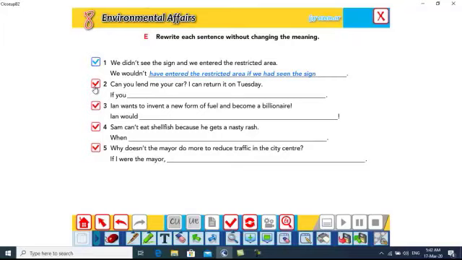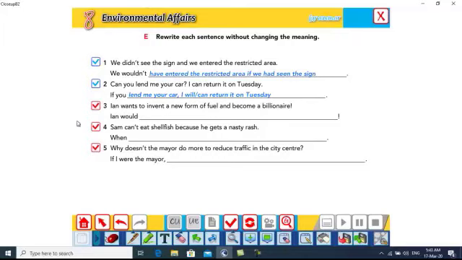Yes, let's check our answers. If you lend me your car, I will return it on Tuesday. If you lend me, this is the first conditional. If you lend me your car, I will return it on Tuesday.